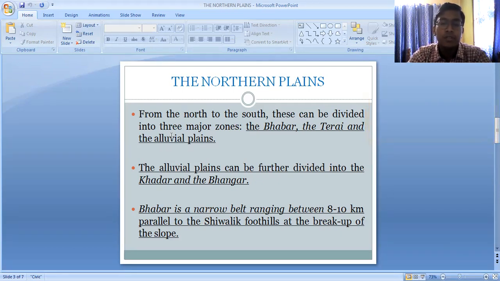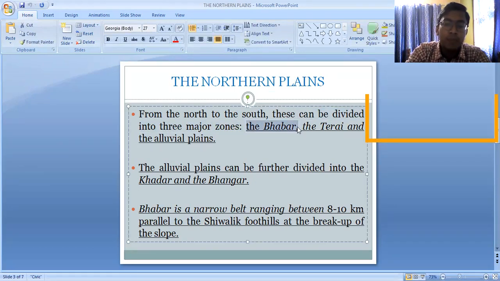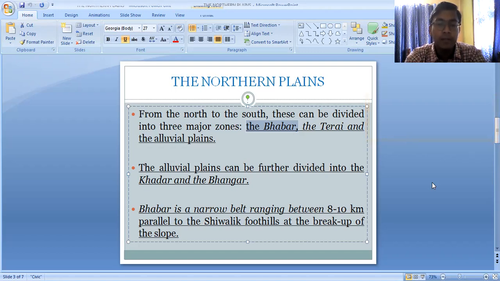We are going to discuss in detail about the Bhabar, the Terai, and the subdivisions of the alluvial plain, which are the Khadar and the Bhangar. See, first the Bhabar. What is this Bhabar actually? The Bhabar is the part of the northern plain which lies just below the Himalayas, from the foothills of the Himalaya. Where the Himalayan part ends, the part of the northern plains which starts is known as the Bhabar belt. In this Bhabar belt, mostly sands, pebbles and stones are deposited.